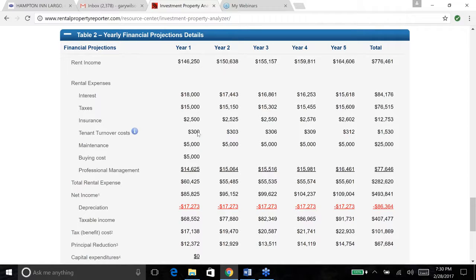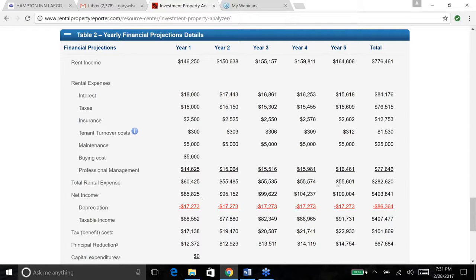Tenant turnover costs. This is what happens whenever somebody leaves. You'll be out about $300, all said and done on average. Sometimes you're not out any money because literally one person moves out, the other person moves in. But sometimes you have a unit vacant for a month because you've got to paint and clean and so forth. Maintenance costs. The actual buying cost, remember we said that was about 1%. That's 5,000, which is 1% of 500,000. And you see it's only in the first year. You don't see this figure in the other years, okay? All right, property management. You can see it goes up over time. Rental expenses, total expenses is 60,000.